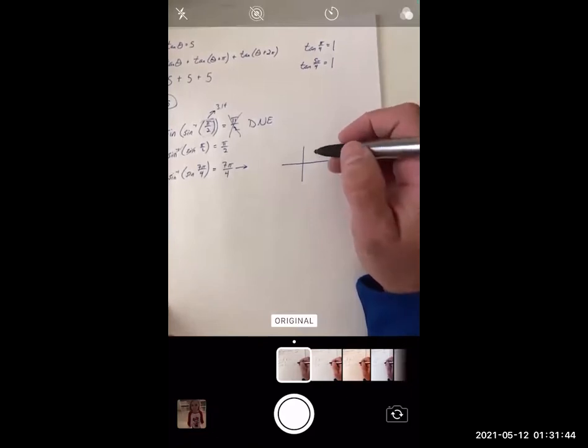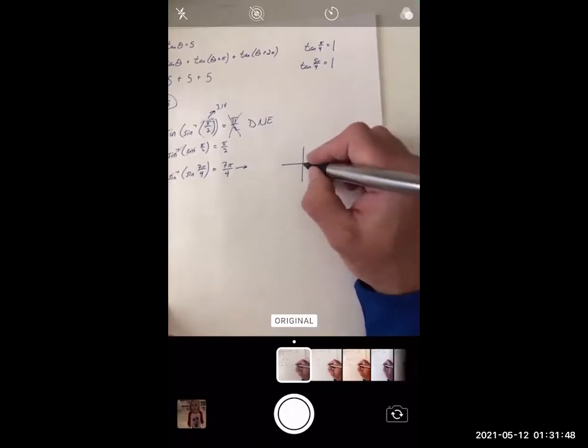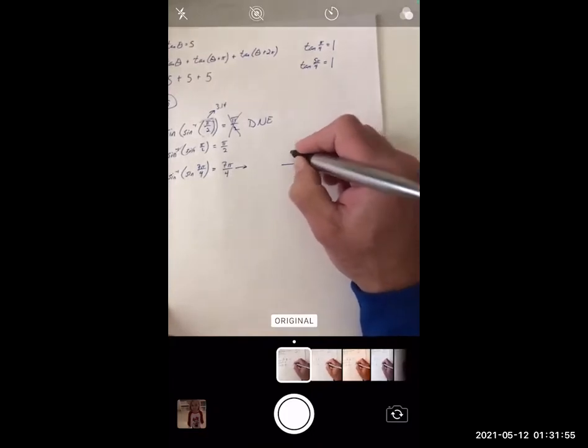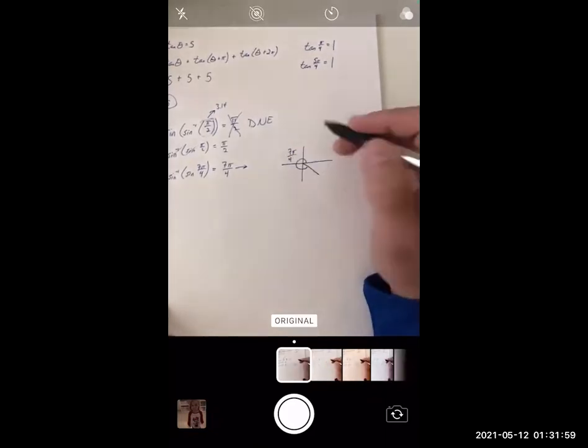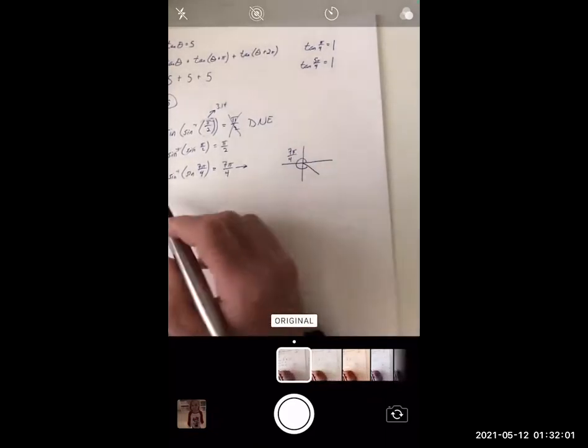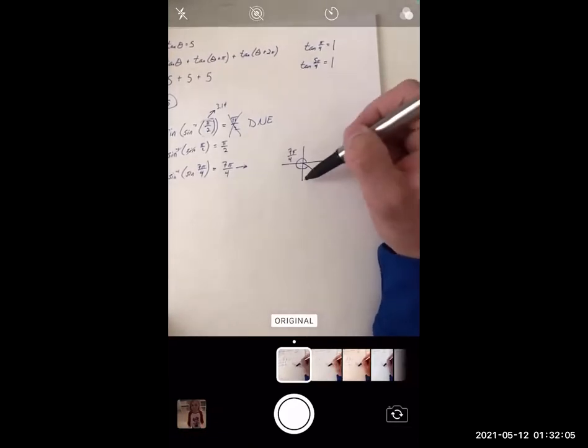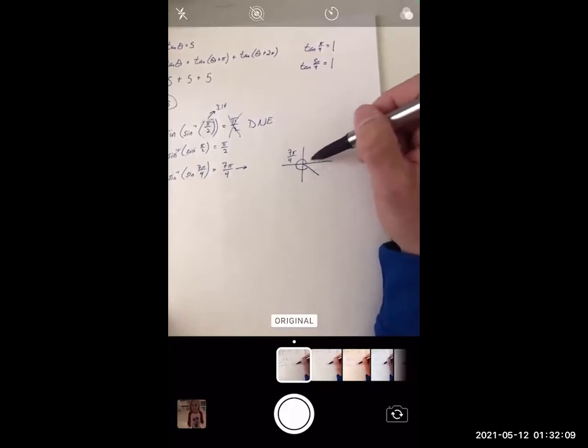Not the first two. That's not in quadrant one or quadrant two. It is in quadrant four. Okay, so 7 pi over 4 rotates all the way around to there, but that's not the range of your inverse sine. When you evaluate inverse sine, the range is from negative pi over 2 to pi over 2. So your angles have to be in quadrant one or quadrant four.